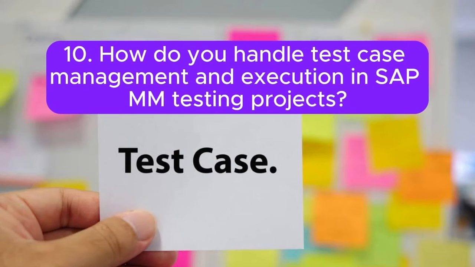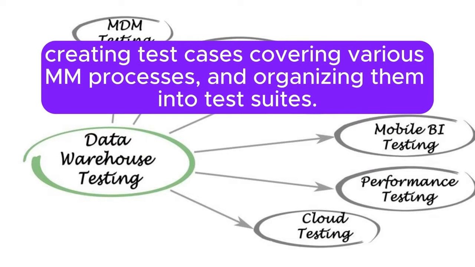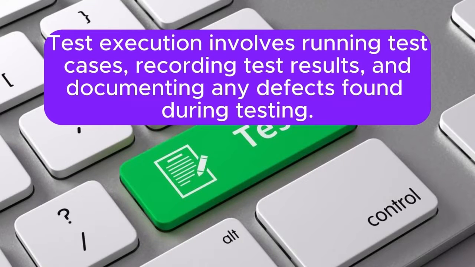10. How do you handle test case management and execution in SAP MM testing projects? Answer: Test case management in SAP MM testing involves defining test scenarios, creating test cases covering various processes, and organizing them into test suites. Test execution involves running test cases, recording test results, and documenting any defects found during testing.